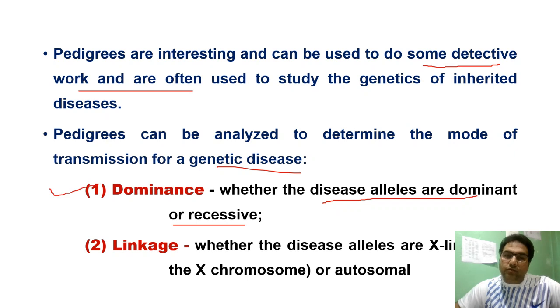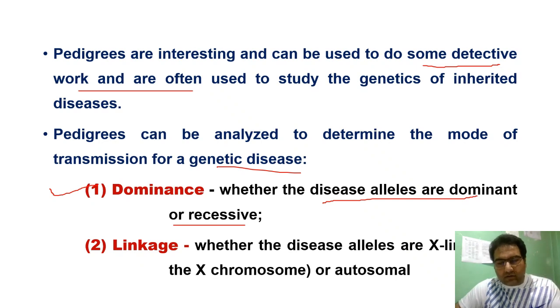The first thing we have to find out is whether the trait is a dominant or a recessive trait, and secondly, what kind of linkage it has, whether it is an X-linked gene or an autosomal one. If it is present on the sex chromosome, it is a sex-linked disorder.